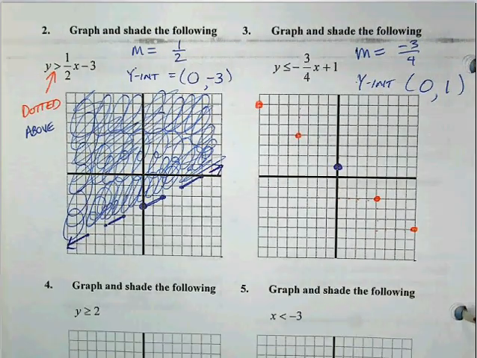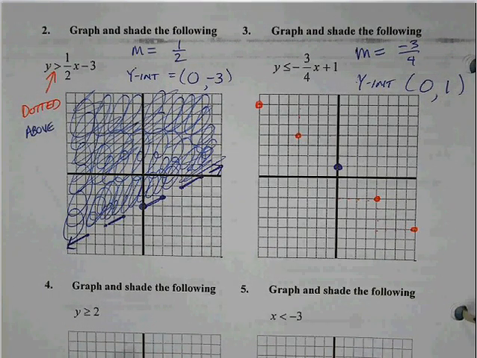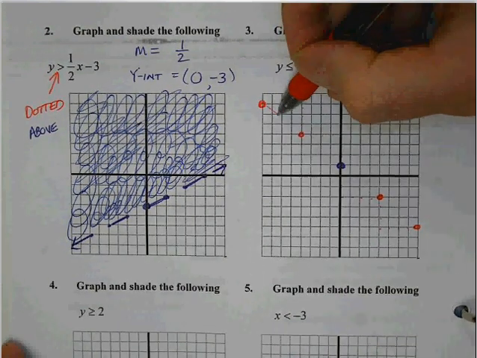Talk to me here. Solid line or dotted line? What do you think here? Why solid, Brett? Because it's just. Yeah, it's not just less than, it's less than and equal to. So make it a solid line.